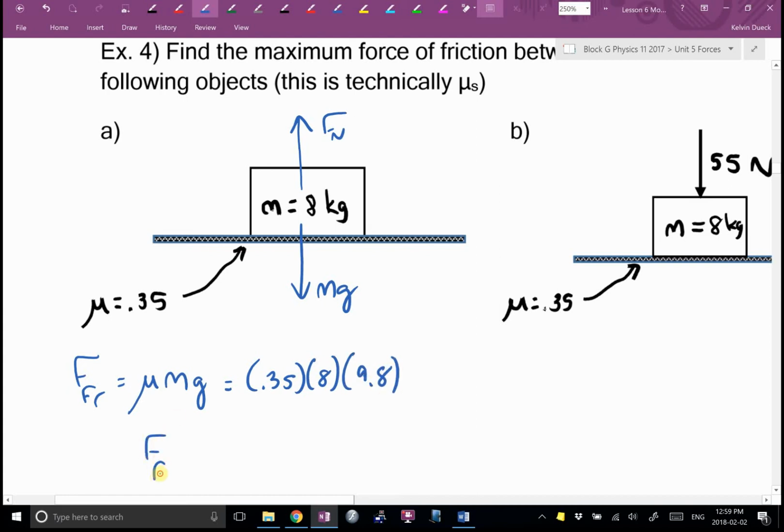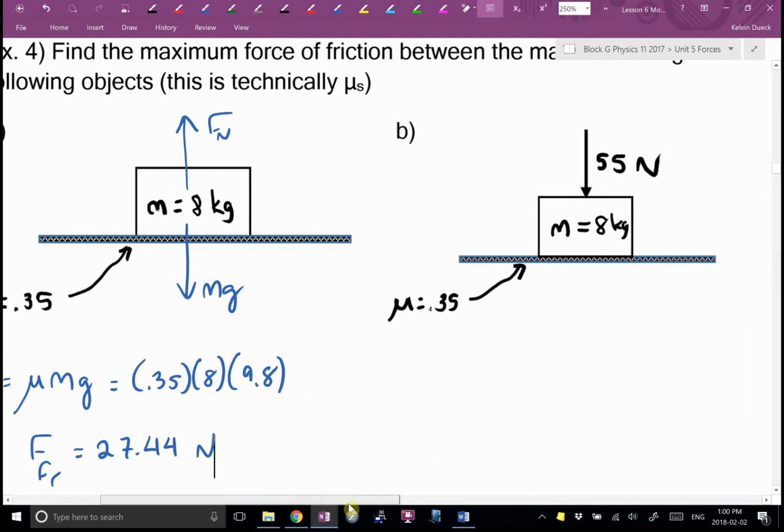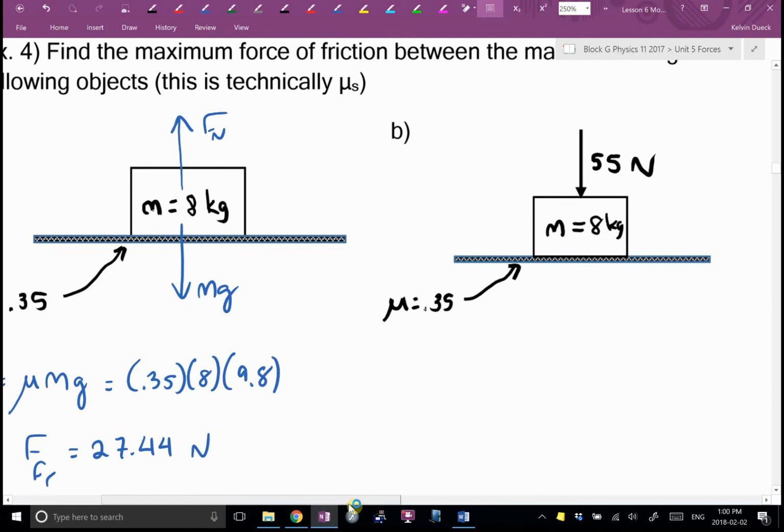How hard would you have to pull to get this thing to start to accelerate? What's the maximum force of friction? 27.44. I'll keep the extra sig figs for a reason. So 27.44 newtons. Let's compare that with B. What's the difference between A and B?